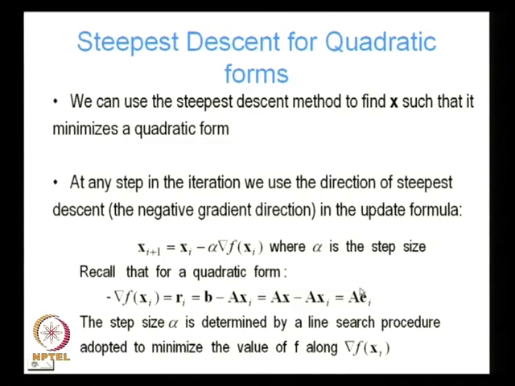So this is just to calculate my gradient, the direction in which I have got to move. If I am at xi and I know my error, or I know my residual, I can calculate my gradient. But the amount by which I have got to move, the step size alpha, is determined by what is known as a line search procedure. And what does a line search procedure do? It tries to minimize the value of the function along that direction.